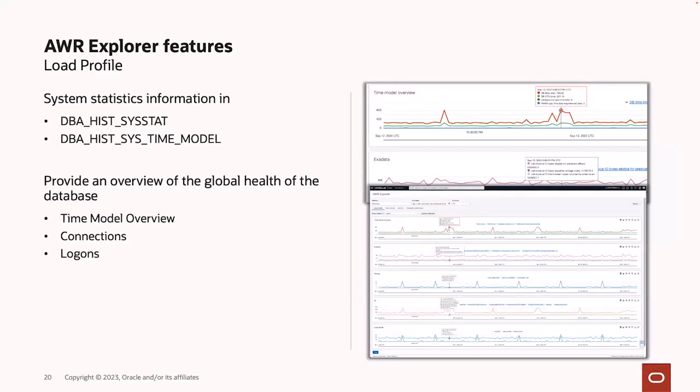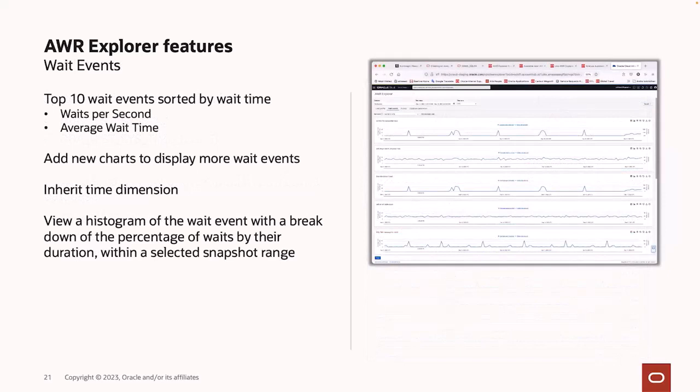And finally, the Wait Event tab depicts top wait events for the selected snapshot intervals. In this tab, we show the top 10 wait events sorted by the wait time. For each tile, there are two values: the average amount of waits per second and the average wait time. As in all graphs, it inherits the time dimension.